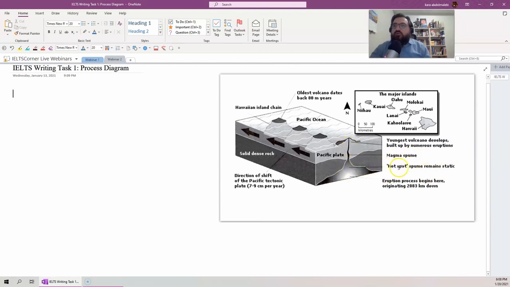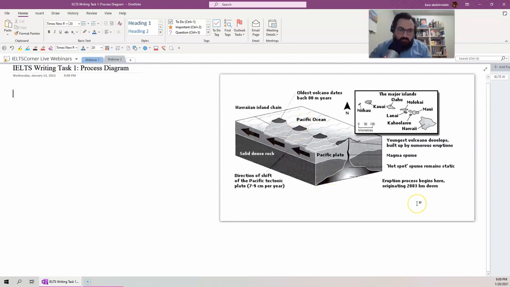So now, if you don't know what hotspot spume or magma spume is, it doesn't matter. You can still write the essay. Youngest volcano develops, built up by numerous eruptions. So numerous eruptions happen, and then that forms the Pacific Plate, the ocean bed, and the ocean bed basically emerges from the water surface. Okay, and that's it.